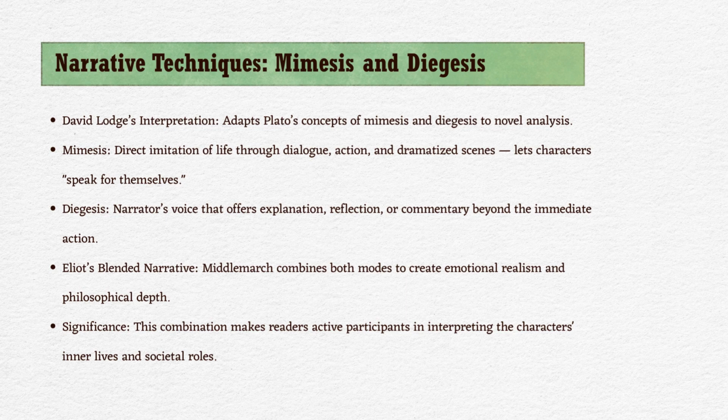In Middlemarch, George Eliot masterfully blends both. Through mimesis, she gives life to her characters' conversations and emotional struggles, making them feel immediate and real. At the same time, her diegetic commentary adds layers of psychological and ethical insight, helping readers see not just what happens, but why it matters in a broader moral and social context. This balance between showing and telling allows Eliot to create a novel that feels both dramatically alive and intellectually profound, a hallmark of her realist art.